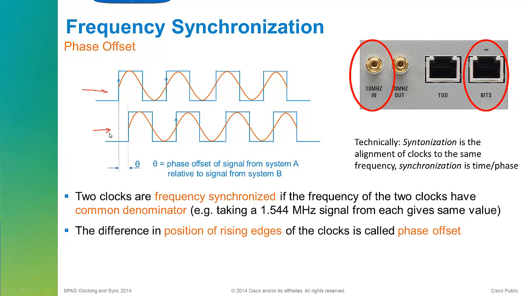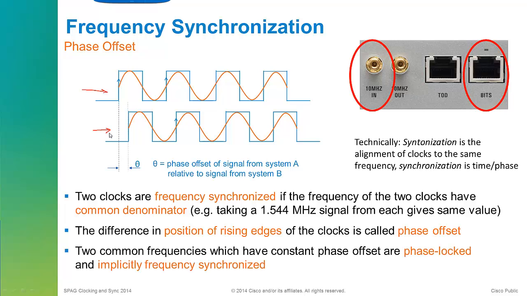As I showed, the difference in the position of the rising edges is the phase offset. And it bears saying as well that if you have two frequencies that are constant phase offset, so the offset never changes, theta never changes, no matter when you look at it, then they're phase locked, and they have to be frequency synchronized. So it's sort of like driving a car.